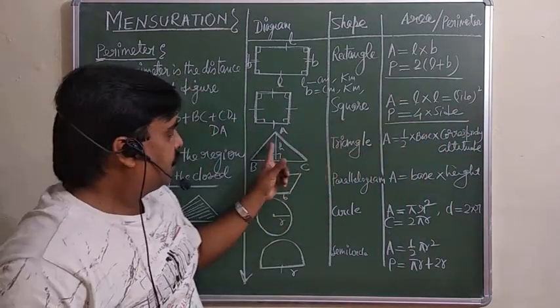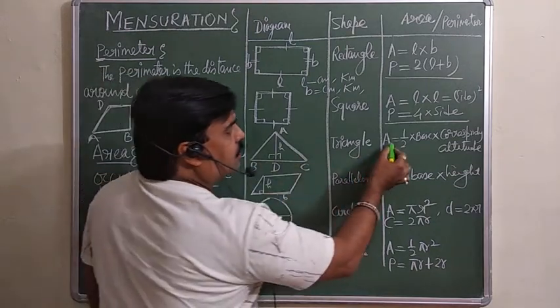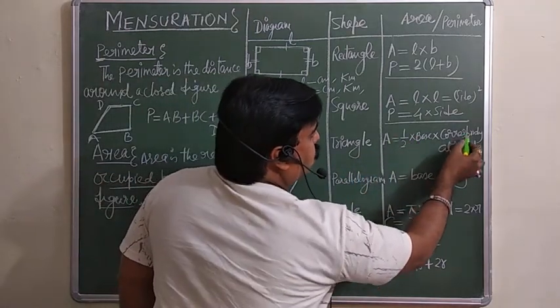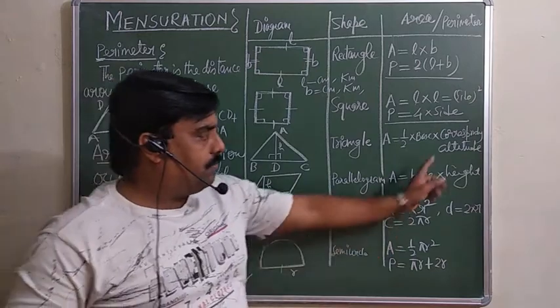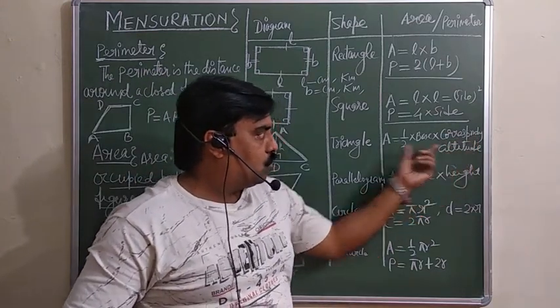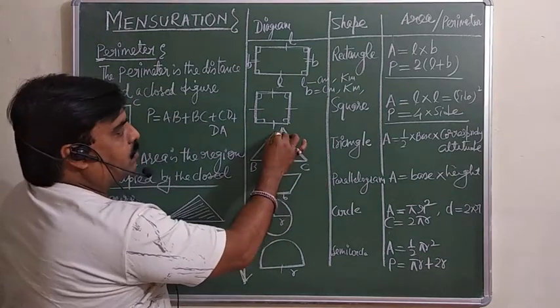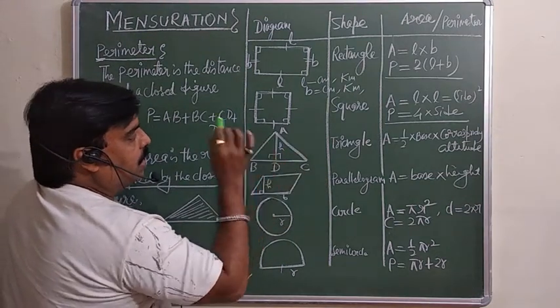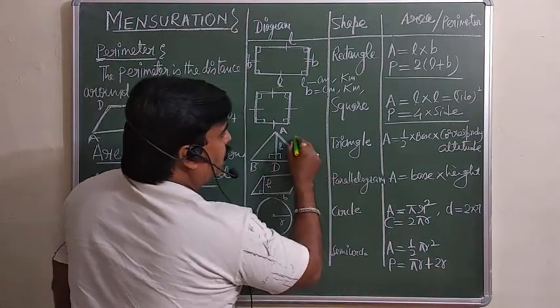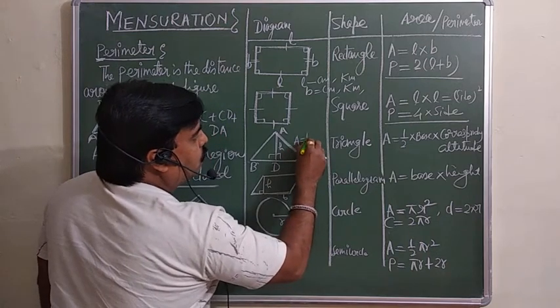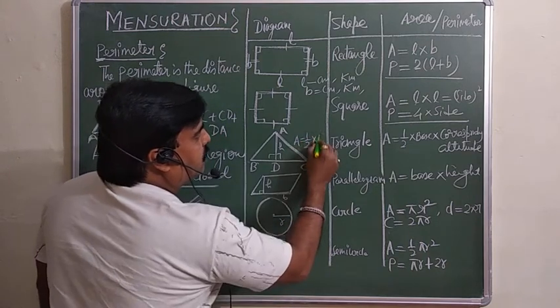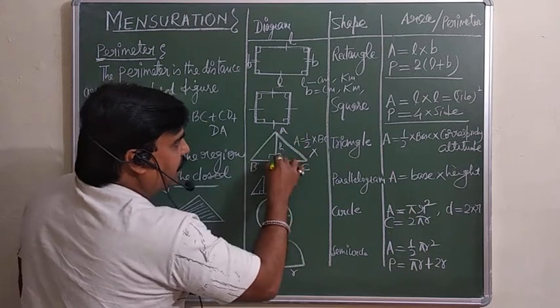Triangle. Area of the triangle is 1/2 base into corresponding altitude. Always you should be very careful. Corresponding altitude means, suppose BC I am taking as a base, then the perpendicular is this one. This is the corresponding altitude. So area will be equal to 1/2 into base BC into this H.